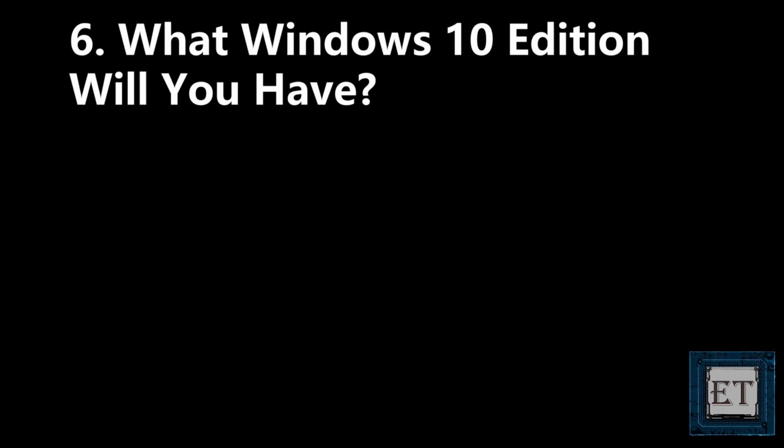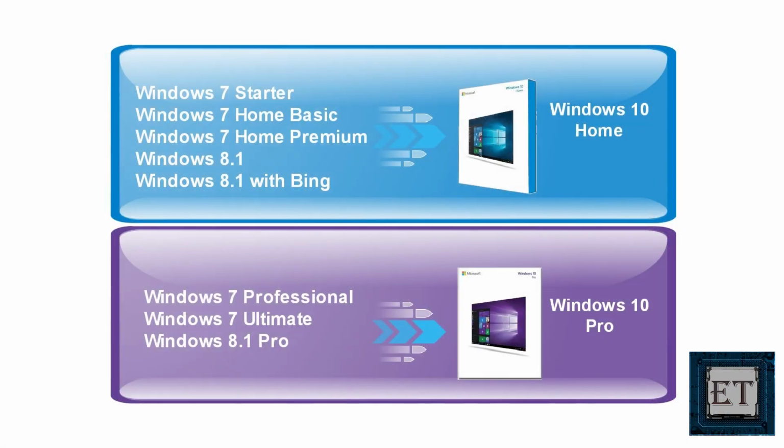The sixth and final thing is to check what edition of Windows 10 you get after the upgrade. Now, the good news about this is that every edition of Windows 7 and 8.1 has a corresponding edition of Windows 10 you can get for free. Hence, you may not even need to worry about this requirement, as Windows decides by default what edition of Windows 10 you get after the upgrade.